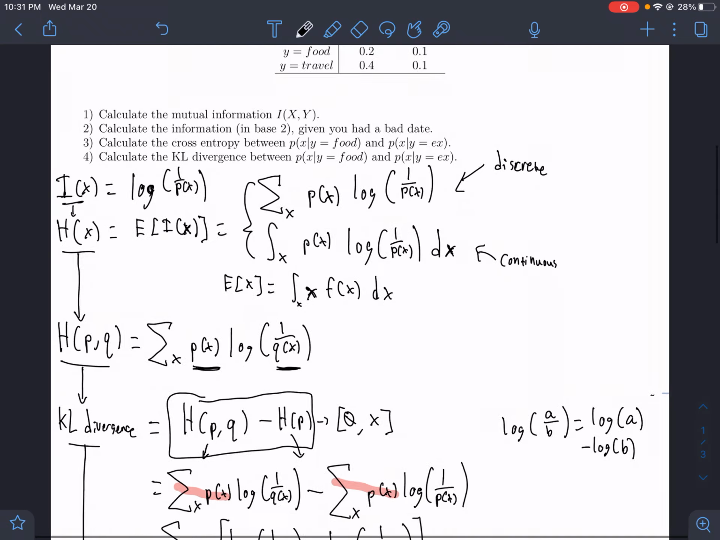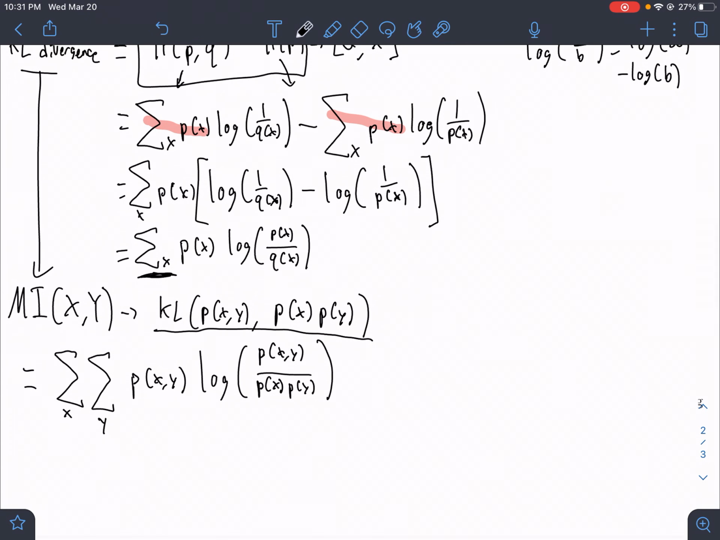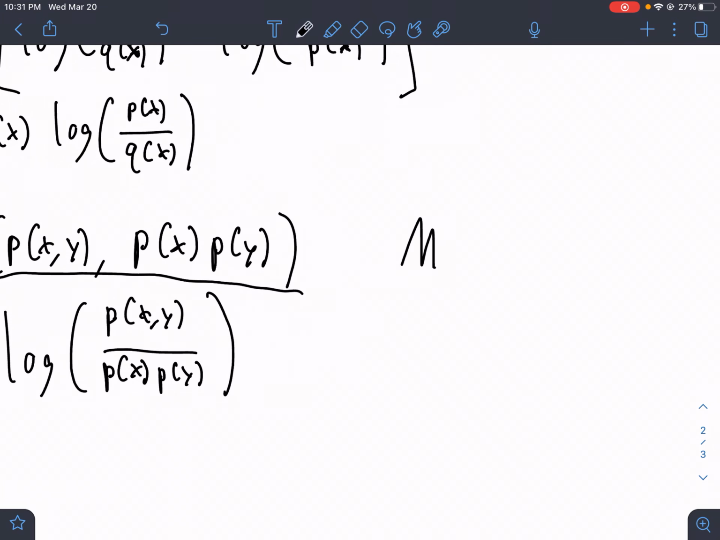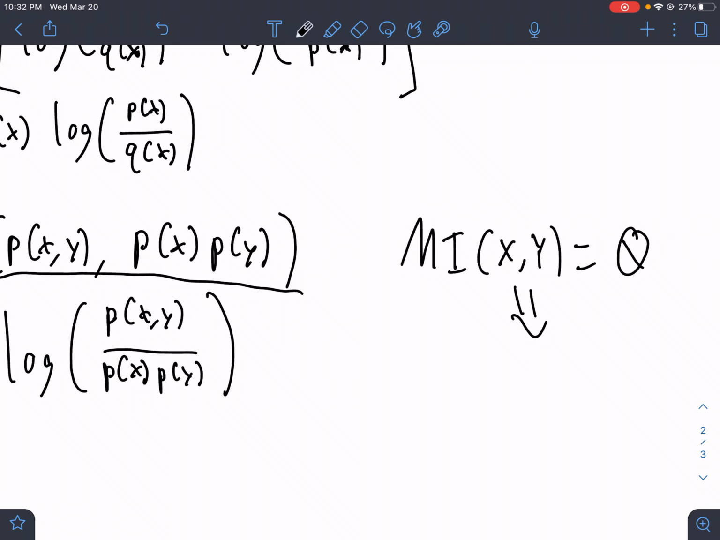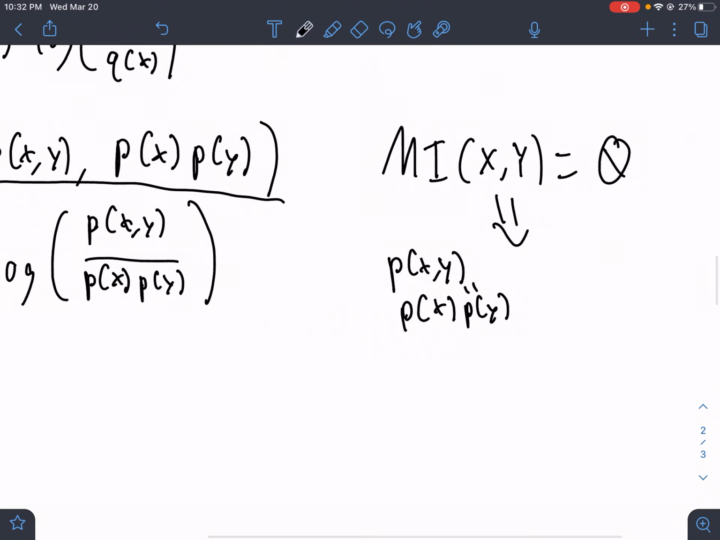All right. So one thing to remember before I start this problem is that when I equals 0, so when mutual information is 0, that means that P of x, y... so if mutual information of x, y equals 0, then that implies that P of x, y and P of x times P of y are equivalent. And that means that there's complete independence happening here.